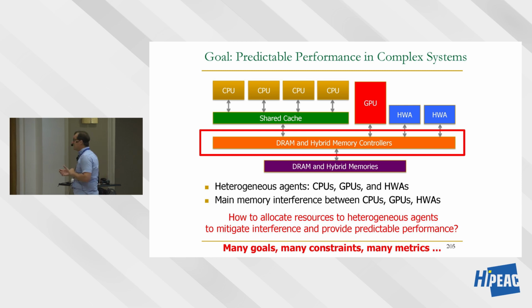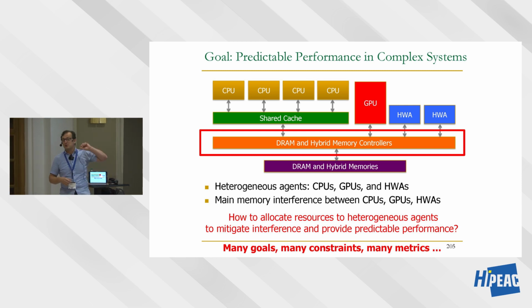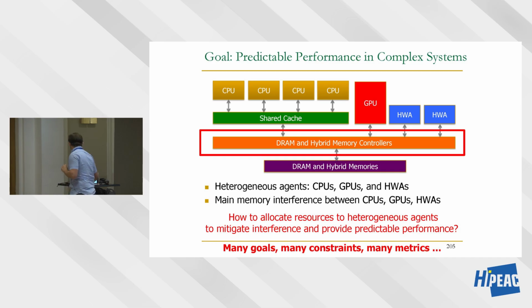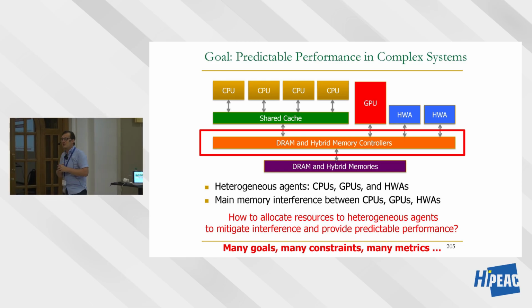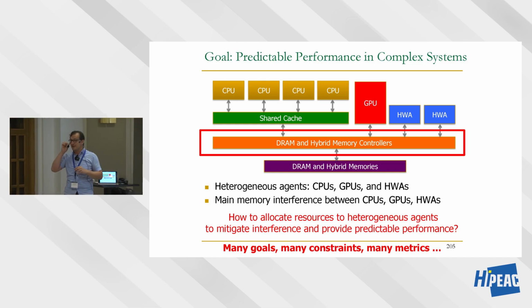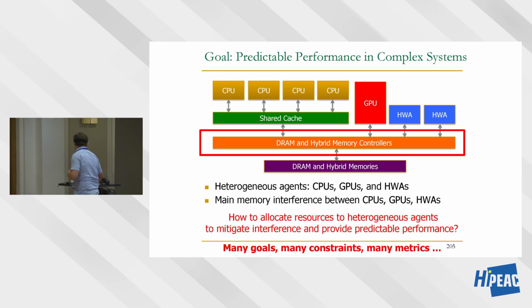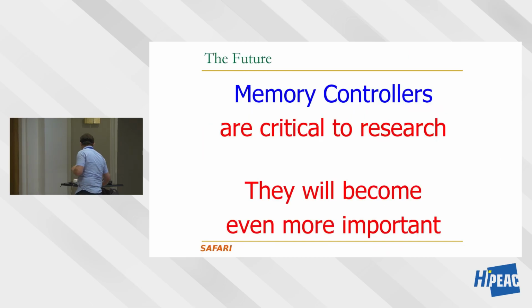And there are many goals, many constraints, many metrics, because the quality of service that you want to provide really depends on what kind of application is running over here, right? If the application is very user critical in terms of interactions, the quality of service matters a lot more than another one. And how to allocate resources to these heterogeneous agents that are accessing memory to mitigate interference and provide predictable performance is an important problem. So I think this is where I will leave you.